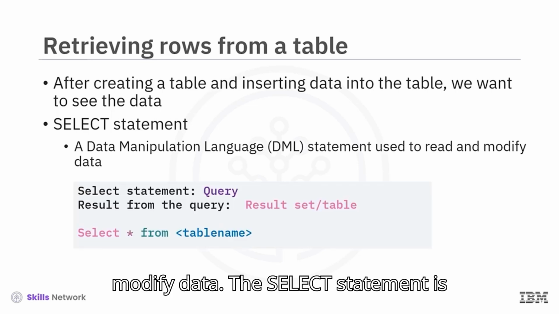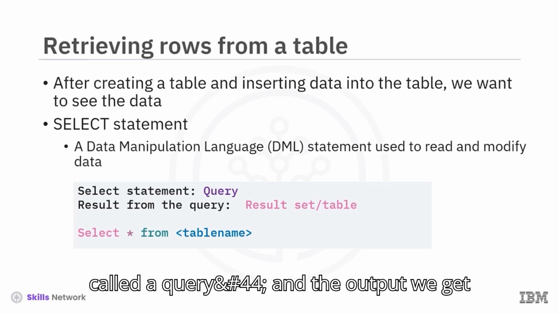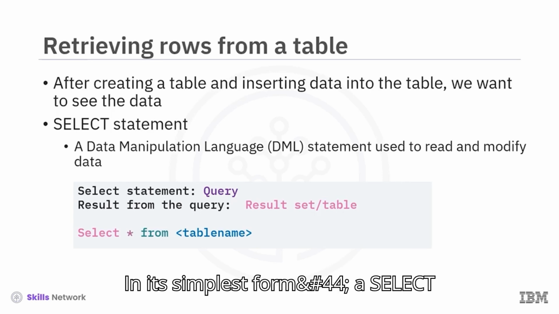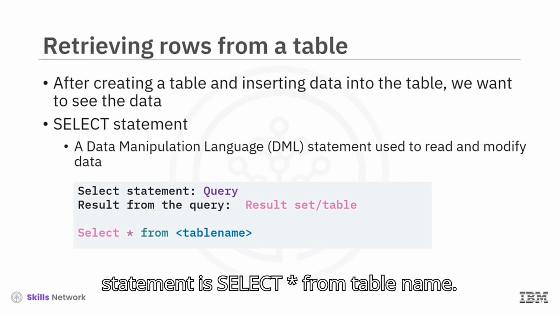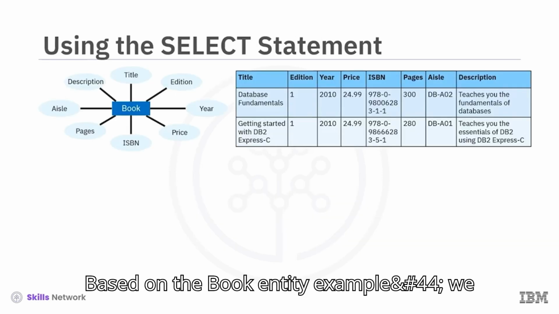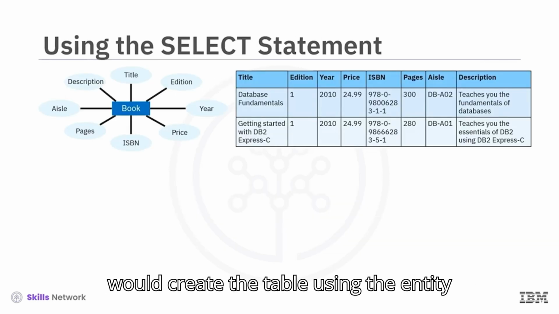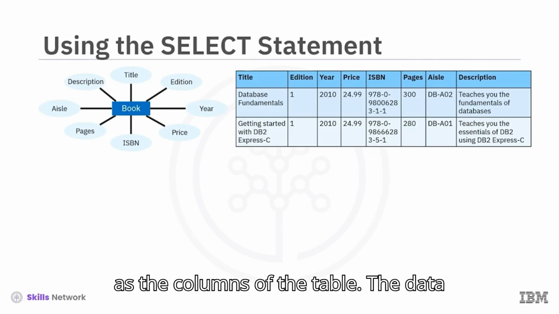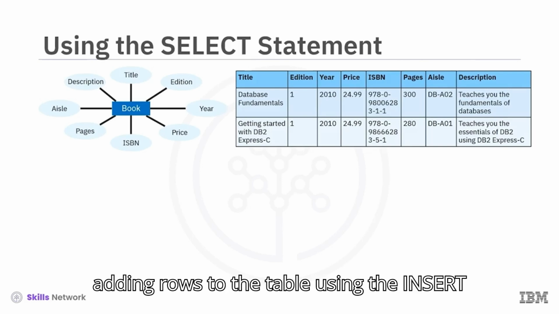The select statement is called a query, and the output we get from executing this query is called a result set, or a result table. In its simplest form, a select statement is select star from table name. Based on the book entity example, we would create the table using the entity name book and the entity attributes as the columns of the table. The data would be added to the book table by adding rows to the table using the insert statement.